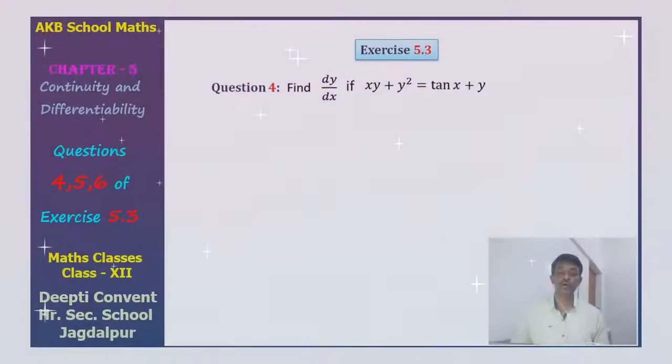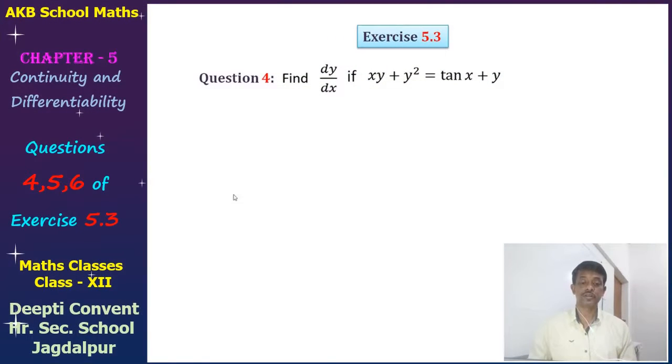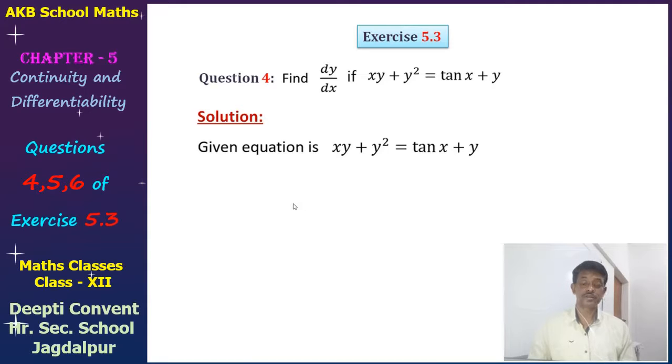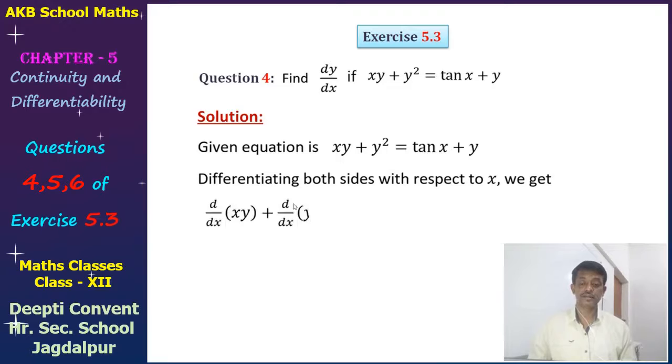Question 4 of exercise 5.3. Here also find dy/dx if this equals this. That is the relation between x and y. An implicit relation is there, so find the solution. Okay, the given equation is this, and we have to differentiate both sides directly. So with respect to x, we get d/dx of xy, d/dx of y square, d/dx of tan x, and d/dx of y.